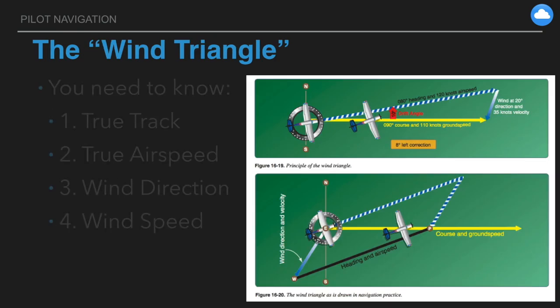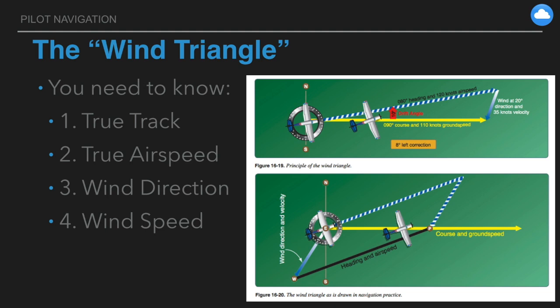So this is not hard. The unfortunate thing is, because it's not hard, you can put the wrong data in. And if you put the wrong data in, you're going to get a 100% reliable wrong answer. So you need to have some idea of what the answer should be. To do the wind triangle, I need to know the true track, true airspeed, wind direction, and wind speed. Those are 4 pieces of info that I need. And your job is to be able to do that.